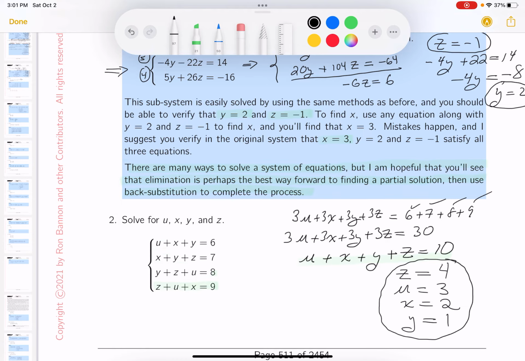Let's check it. All right, I know it's tough, but I want to check it. So I believe u is 3. Let's do the first row. This is the check.